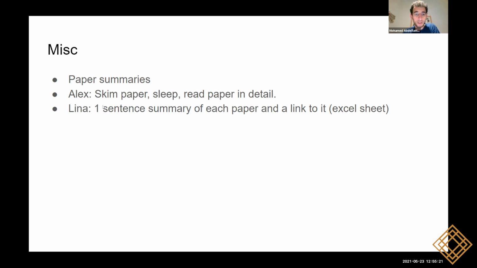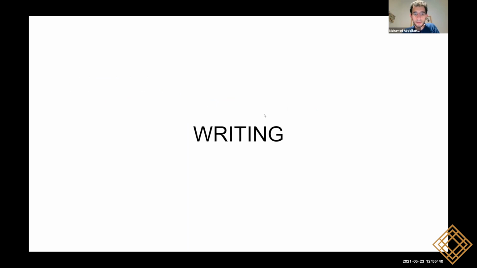My wife says she does a one-sentence summary of each paper and sticks it in an Excel sheet with a link to the paper. So now she has this really long list of papers, each with a summary telling her what it was about, and then she just clicks on it and can go there. So that could be useful to people as well.